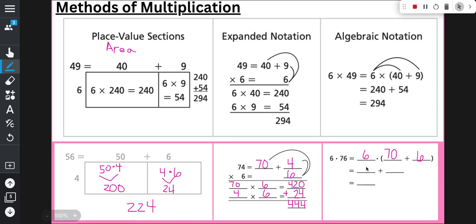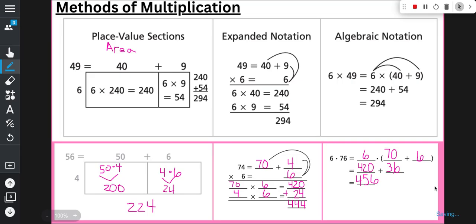Now I'm going to pass out that 6 times. So 6 times 7 is 42, and that had 1 0 in 70, so 420. 6 times 6 is 36. So we started to combine our information. And now we add these together and we get 456.